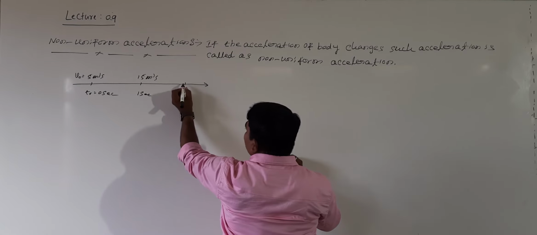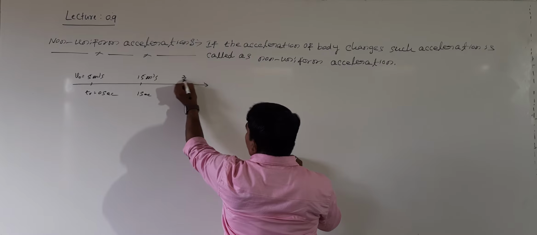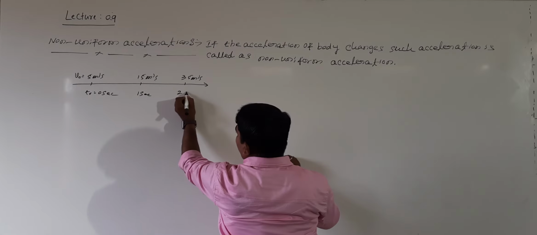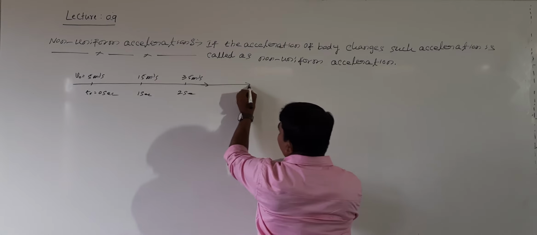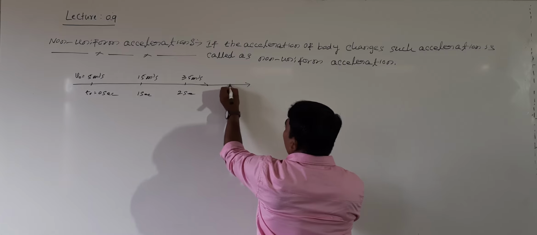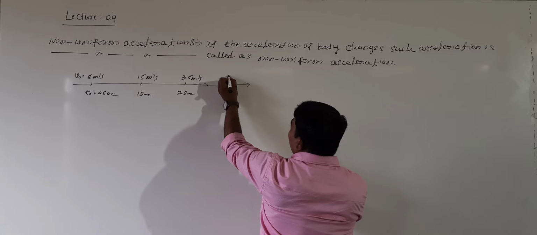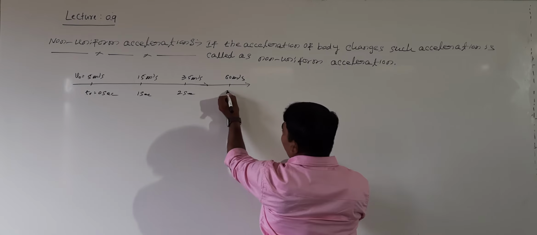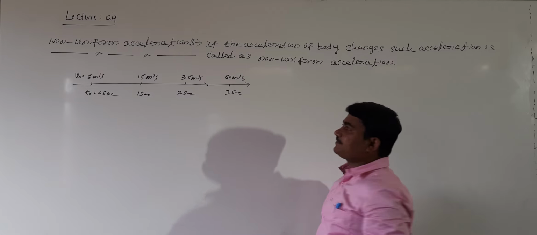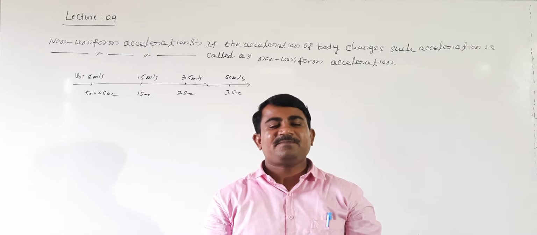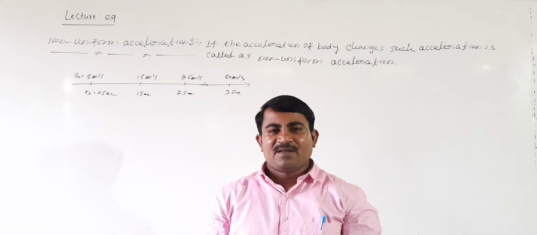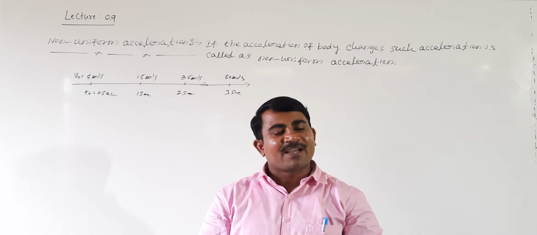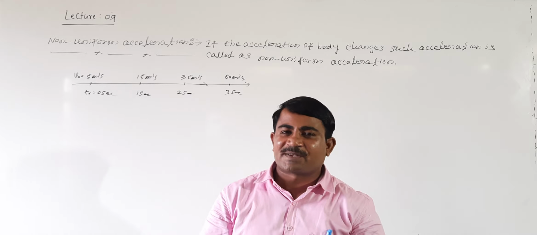Here velocity may be 35 meters per second in 2 seconds. Right or wrong? Here velocity I can take as 60 meters per second in 3 seconds. Right or wrong? What are we going to say? The acceleration of the body changes at every point. That acceleration we are calling non-uniform acceleration.